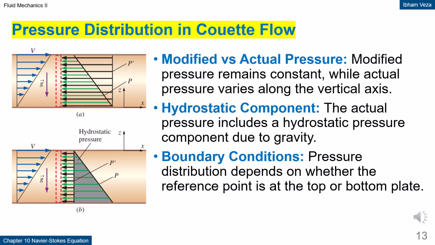Pressure distribution in Couette flow. In Couette flow, the difference between modified pressure and actual pressure is important to understand. The modified pressure may remain constant, but the actual pressure varies in the vertical direction due to hydrostatic effects. In other words, the contribution of gravity cannot be neglected in the actual pressure distribution. The boundary conditions at the top or bottom plate determine the shape of the measured pressure profile. This shows that pressure in a flow is not only determined by motion, but also by body forces.